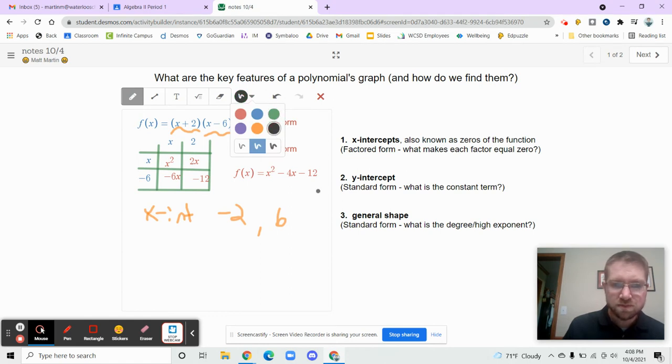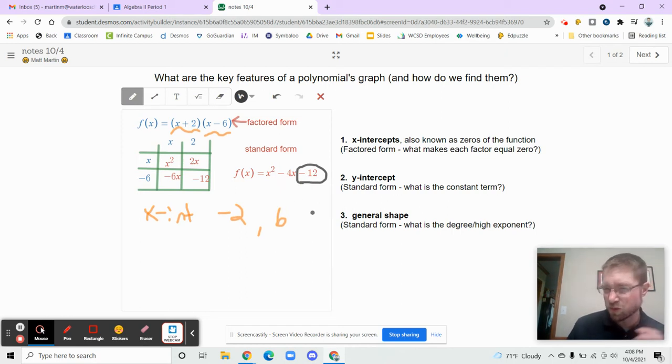What about the y-intercept? Well, we have discussed that the y-intercept is always equal to your constant term. That's the number with no variables on it when it's in standard form. So the y-intercept, there's just one of them always, is going to be negative 12 in this case.